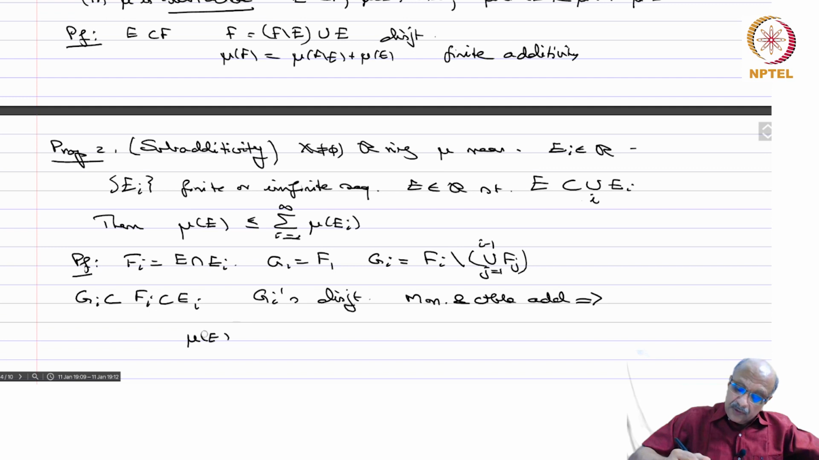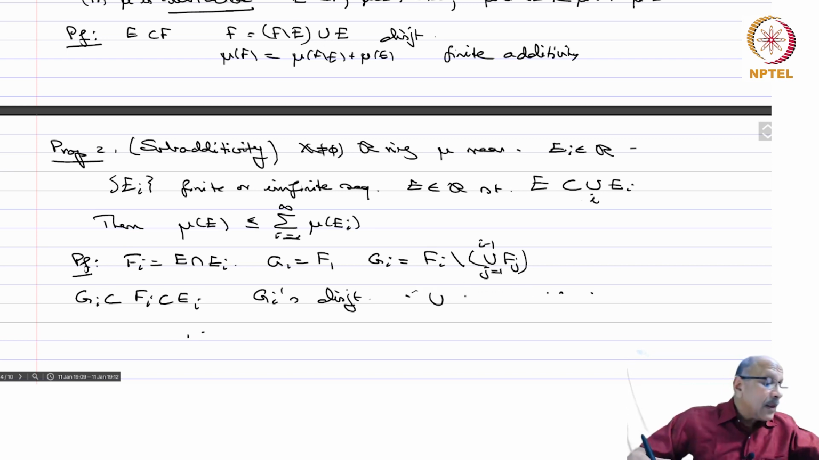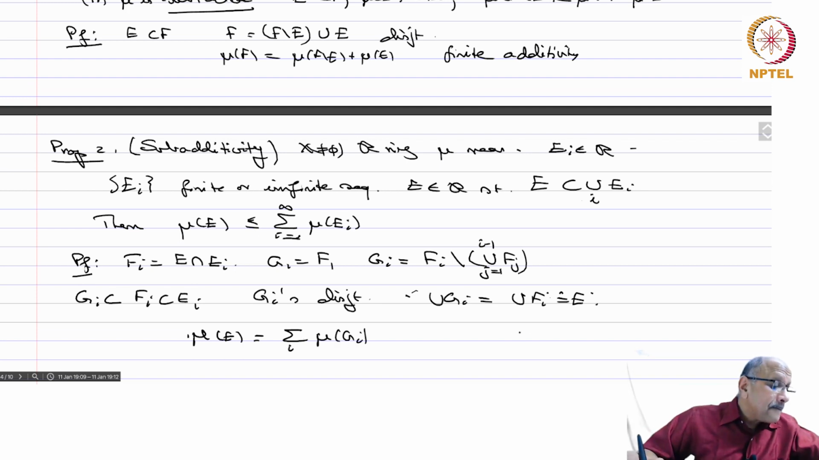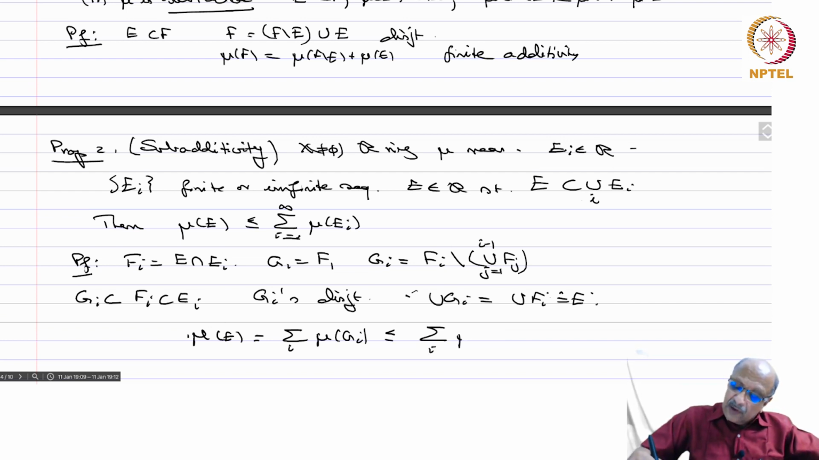The union of G_i is the same as the union of F_i, and that's the same as E. So mu of E by countable additivity is the sum of mu of G_i. Now G_i is contained in F_i, so by monotonicity this is less than or equal to the sum of mu of F_i, and F_i is contained in E_i, so this is less than or equal to the sum over i of mu of E_i.